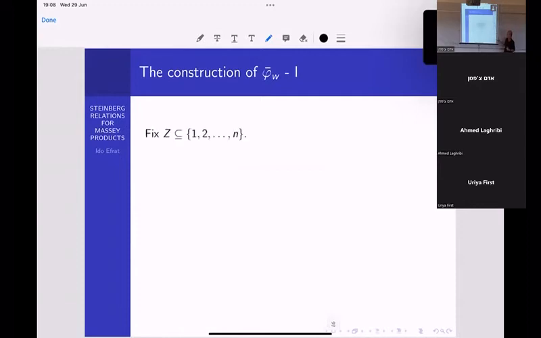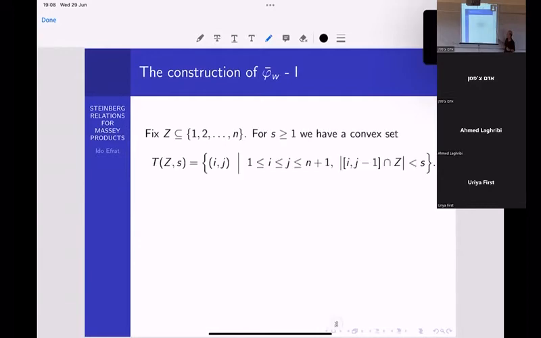Structure. Suppose that you have a set of integers between 1 and n, and you have a positive integer S. All entries, again in the upper right triangle, with this satisfied: I should be less than or equal to J. Now, if you take the intersection between I and J minus 1, it should contain a small number of points. So the cardinality of the intersection should be smaller than S.